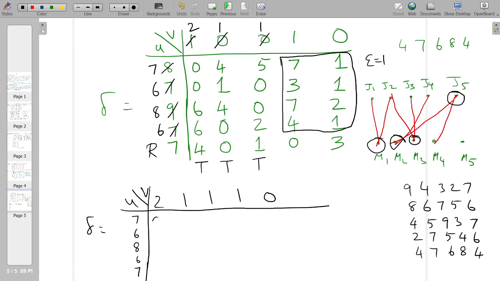So now what I do is I calculate this delta. 9 minus 9 is 0, 8 minus 4 is 4, 8 minus 3 is 5, 8 minus 2 is 6, 7 minus 7 is 0. So now I have a possibility of first job being assigned to M1 as well as M5. And for the second row I'll have 8 minus 8 is 0, 7 minus 6 is 1, 7 minus 7 is 0, 7 minus 2 is 5, 6 minus 6 is 0. I have 3 options for job 2: machine 1, machine 3, machine 5.